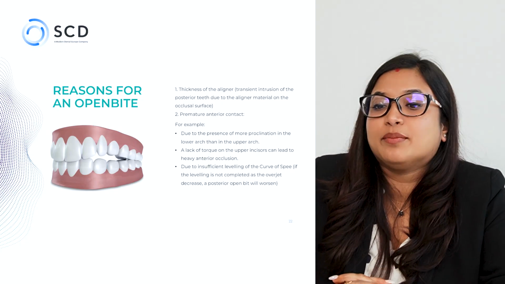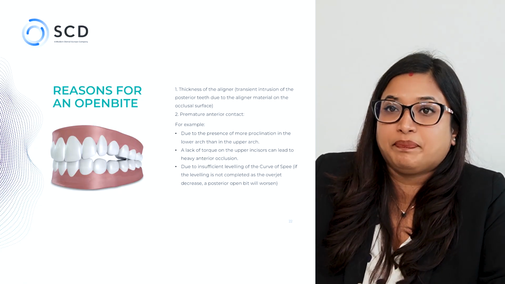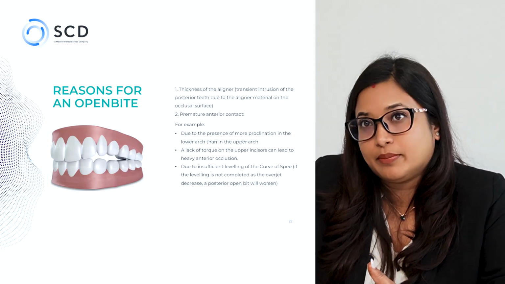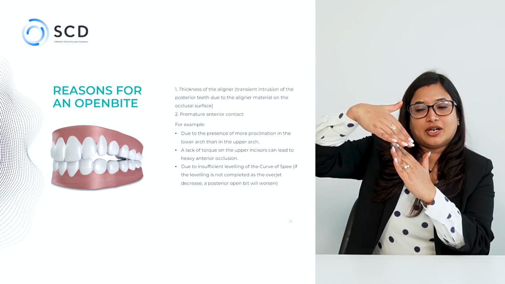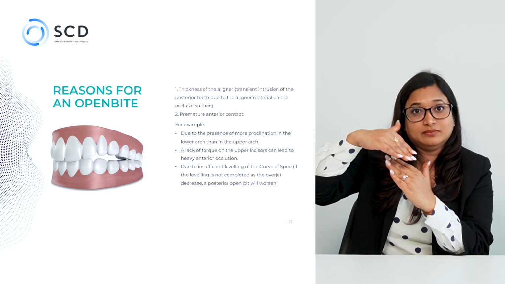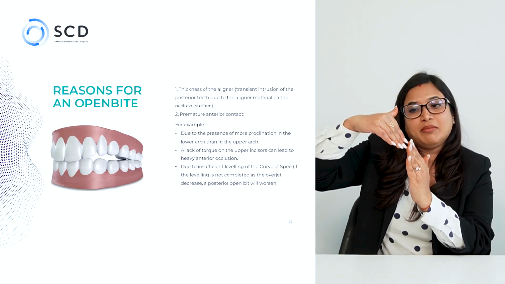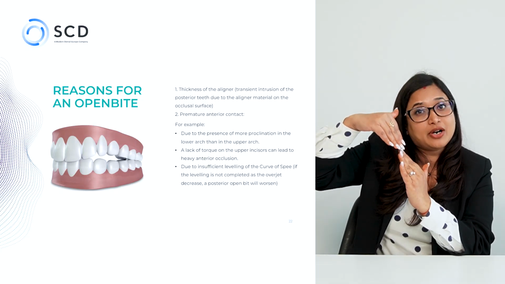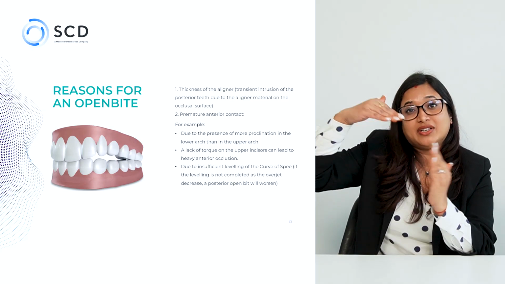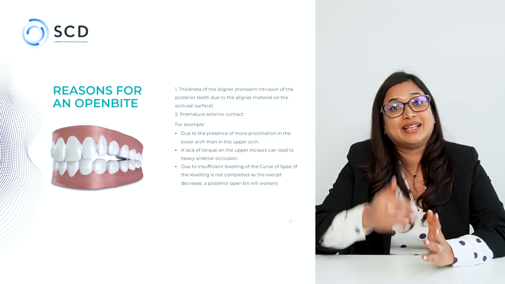And the second reason is the premature anterior contact. So for example, due to the presence of a proclination in the lower arch compared to that in the upper arch. Usually we have upper arch and lower arch with a gap of 2 to 3 mm between them, the horizontal overjet. But if your lower arch is in front or maybe almost edge to edge to the upper arch, then there is premature contact every time the patient is closing or opening the mouth. So that would cause chances of open bite in the posterior region.